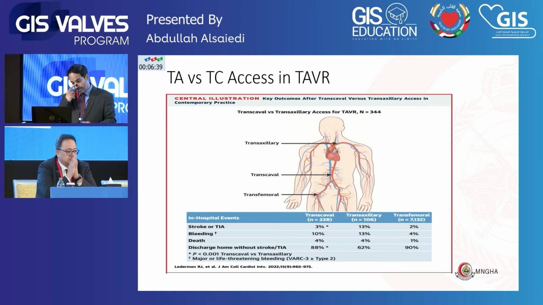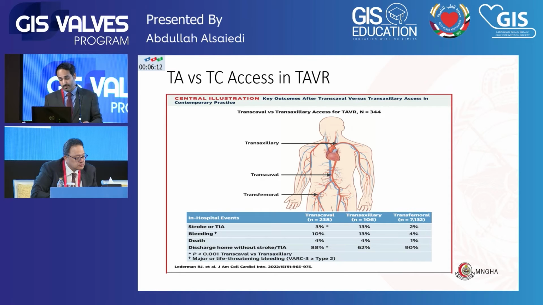Now, looking at a study published in 2022 using a selection from the same registry, when we compare transfemoral access to transaxillary and transcaval, we can appreciate that in more than 7,000 patients, the rate of stroke and TIA was around 2%, bleeding was 4%, and death was 1%. While with alternative accesses, speaking about transaxillary, there was a high rate of stroke and TIA and bleeding, around 13%, and death of 4%. Better to some degree with transcaval, the reported stroke was around 3%, bleeding was 10%, and death was 4%.